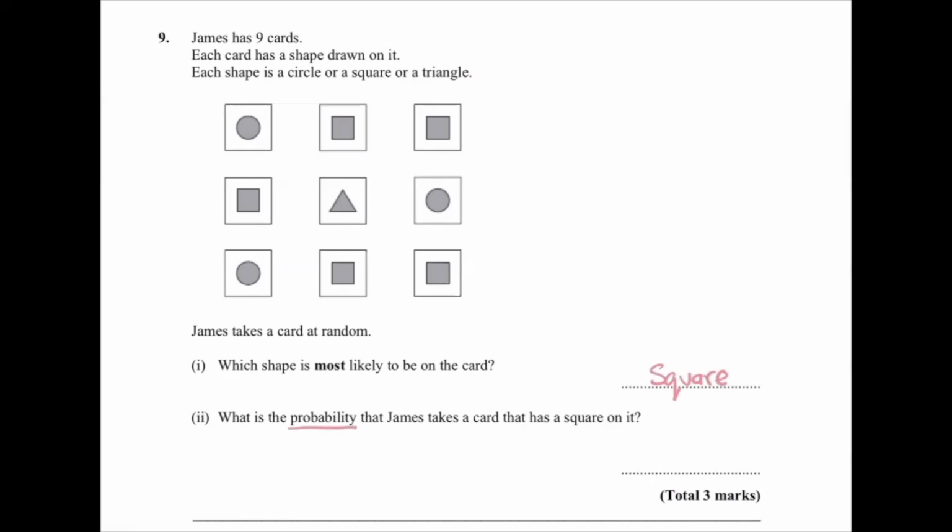What is the probability that James takes a card that has a square on it? Now, probability, when you read that, you need to be thinking fraction. We've got 5 squares out of a total of 9. And probability will always work like that. So whatever they're talking about on the top, total on the bottom.